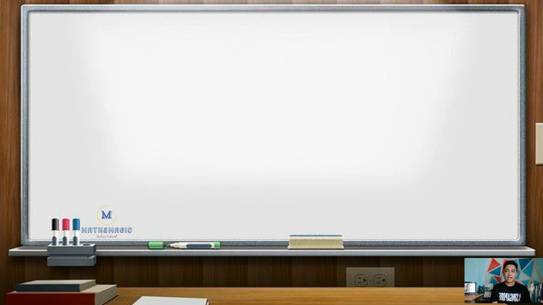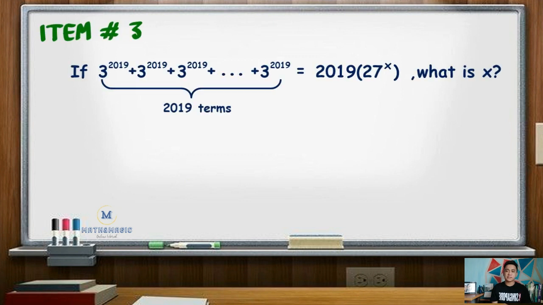For our third example, if 3 raised to 2019 plus 3 raised to 2019 plus 3 raised to 2019 plus and so on and so forth plus 3 raised to 2019, which is composed of 2019 terms, will be equal to 2019 times 27 raised to x. What is the value of x? In this example, notice that 3 raised to 2019 appeared 2019 times.